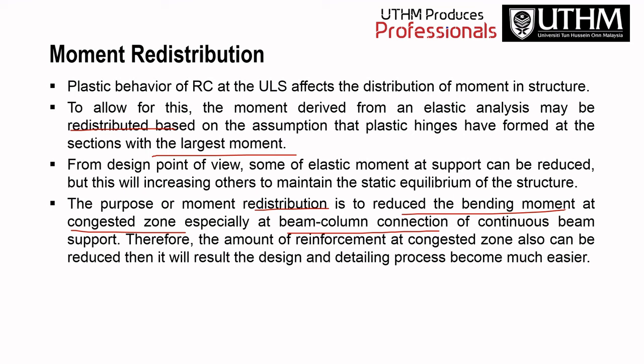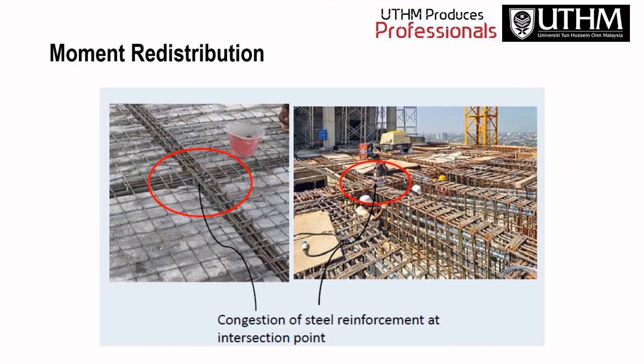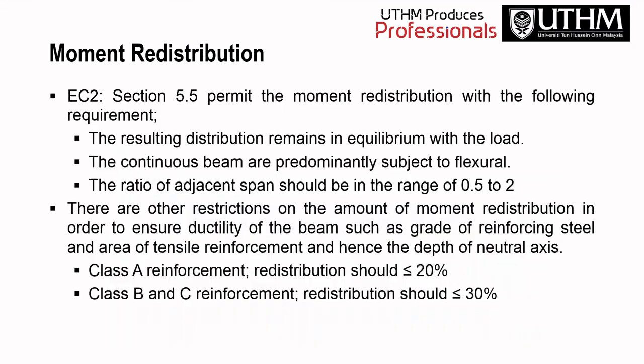Therefore, the amount of reinforcement at the congested zone can also be reduced, which makes the design and detailing process much easier. So this is the congestion of steel reinforcement at the intersection point. You can see that there is a lot of steel here, so this might be congested. According to Eurocode 2 section 5.5, you can permit moment redistribution with the following requirements.